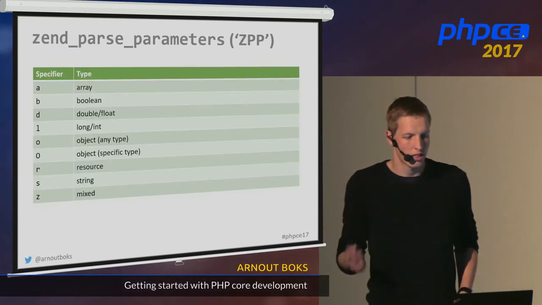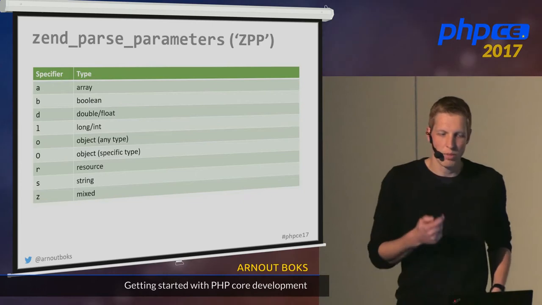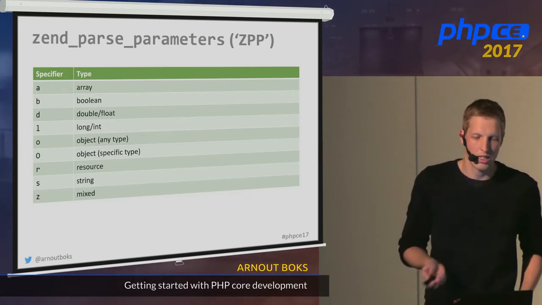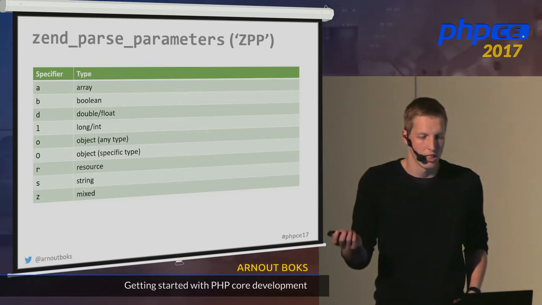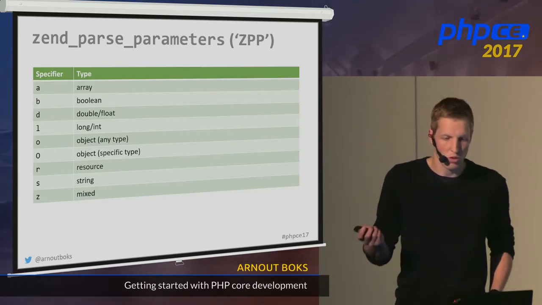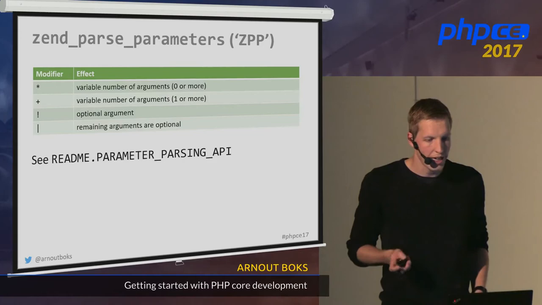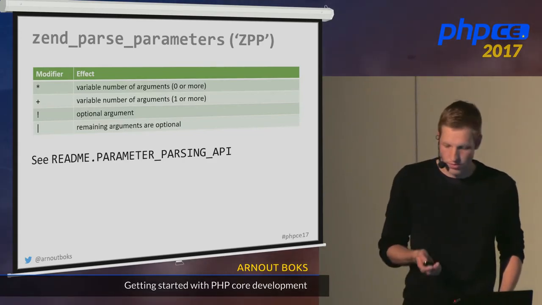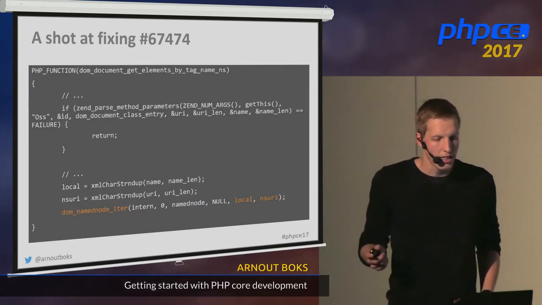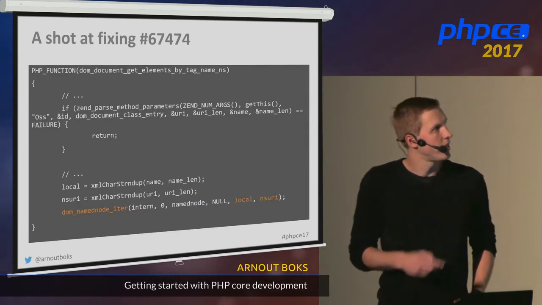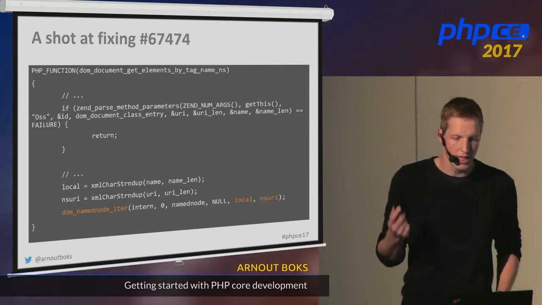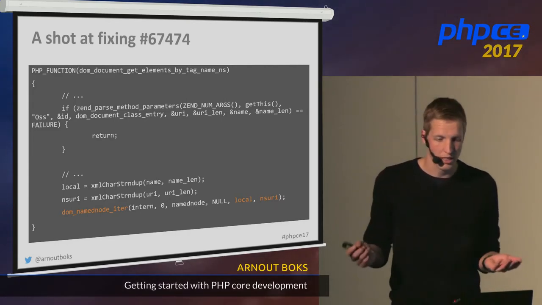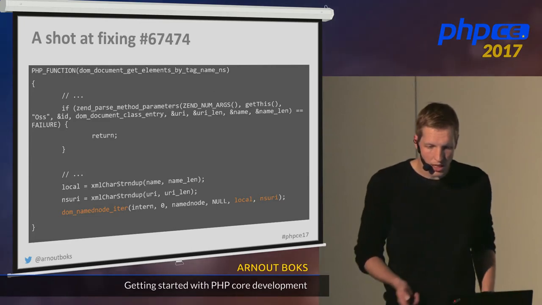well, actually there are different types that you can pass to the zend_parse_parameters. They're all documented, so you can either specify an array or a mixed value or a double. There are also ways to make arguments variable or optional. And I traced where this data went, and eventually it went into a DOM named node iter, which is probably an iterator for DOM nodes.